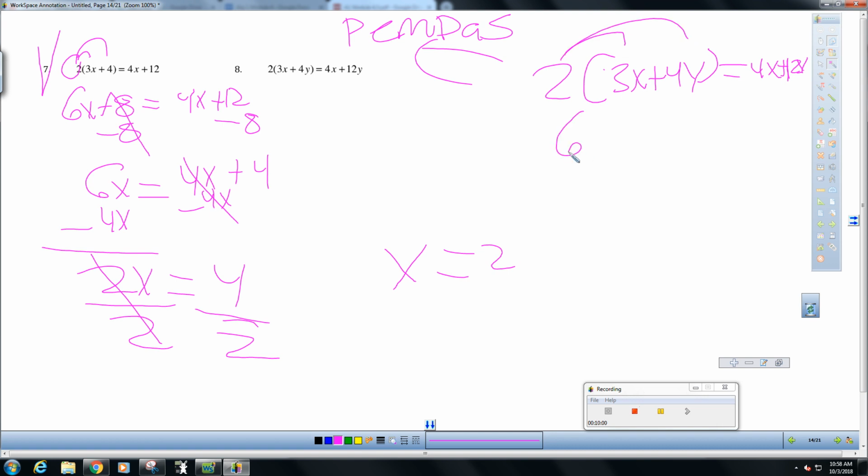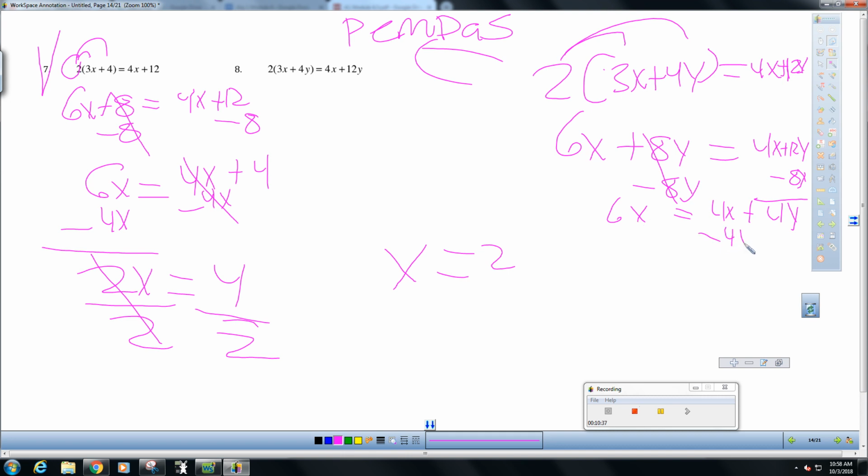So, 6x plus 8y equals 4x plus 12y. Okay, so now we need to get the variables on one side. So we're going to subtract 8y, and then subtract 8y on this side. We get 4y plus 4x equals 6x.